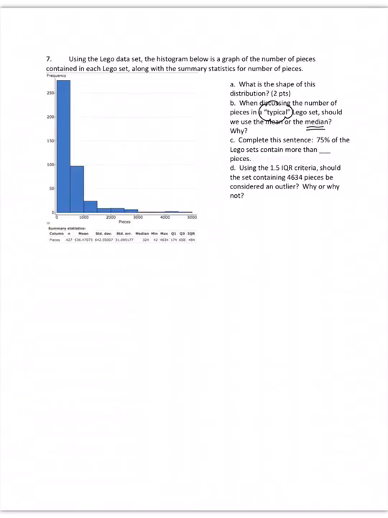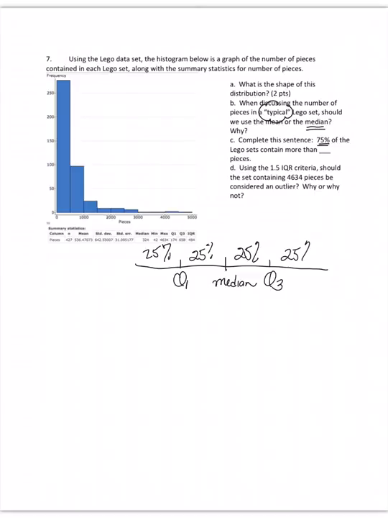For part C, you were asked, 75% of the Lego sets contain more than blank pieces, and this here is associated with the quartiles. So let me just remind you about the quartiles. There's the first quartile, there's the third quartile, and then the second quartile is given a special name called the median. And what the quartiles do is divide your data into 25% chunks. So in each of these regions, you would find 25% of your data.